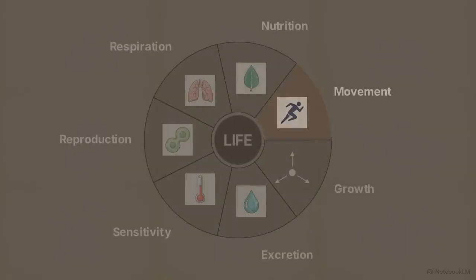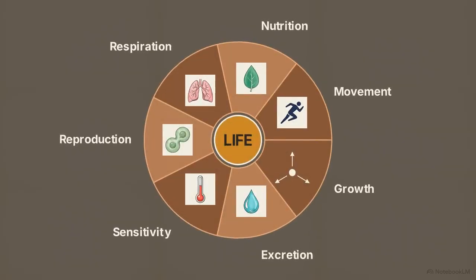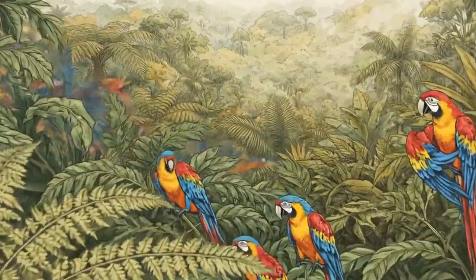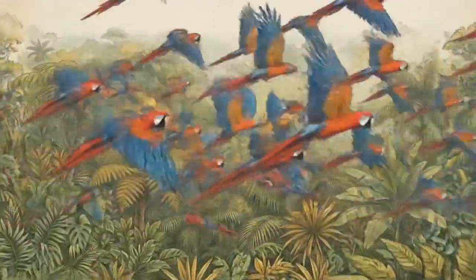From a microscopic embryo to a fully grown adult, every organism must execute these 7 functions to be considered alive. Understanding these interconnected processes is the foundation of biology. They define the essence of life.